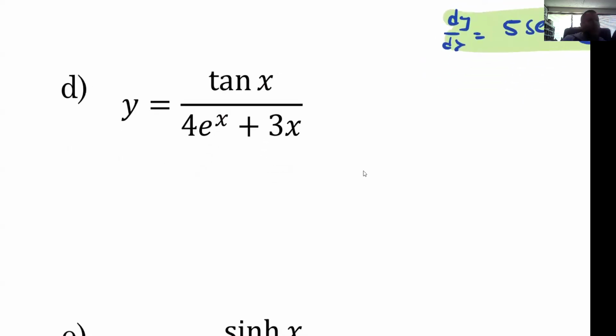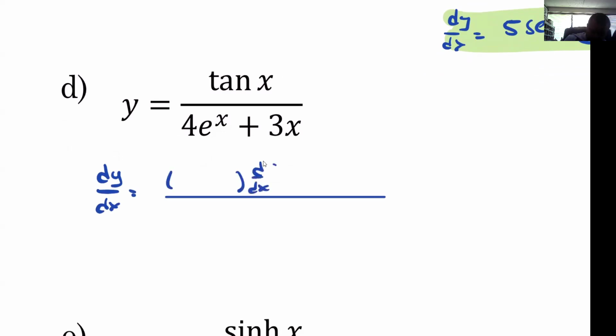So part D, we can see that we're taking one function divided by another function. So that's going to be a quotient rule. The template for the quotient rule is going to be the bottom function times the derivative of the top function minus, be careful, right? Subtraction, not addition, minus the top function times the derivative of the bottom function all over the bottom function squared.